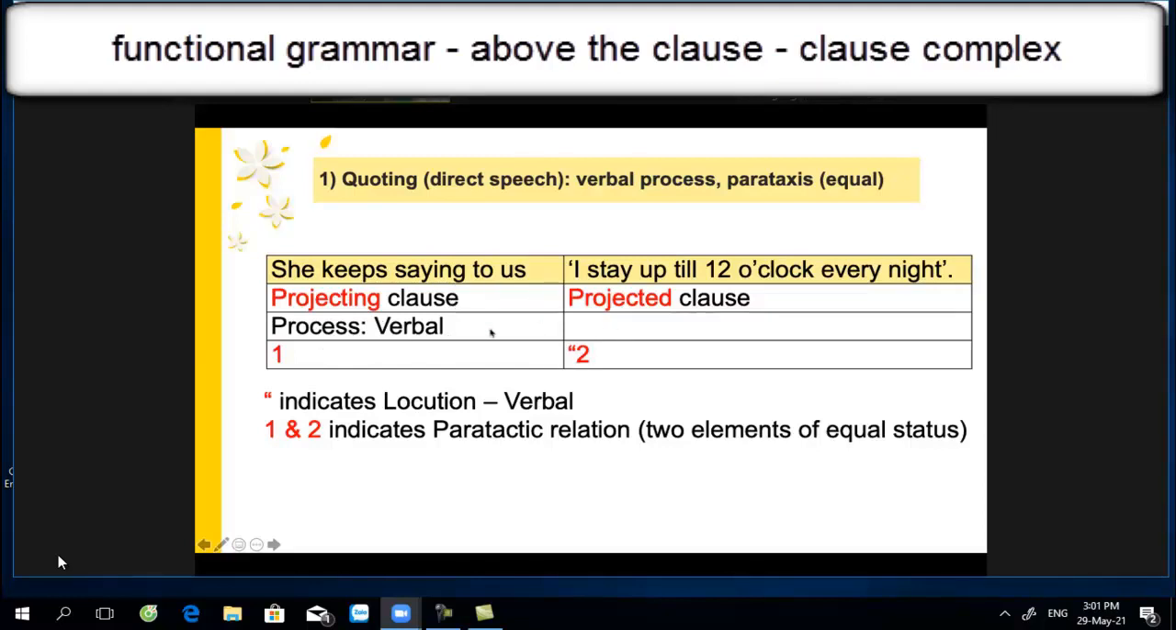And the last point I need you guys to remember is to understand the words projecting and projected. Projecting clause is the kind where we say, someone says something. That part we call the projecting. But the projected is like the contents of the projection. Like what did they say?